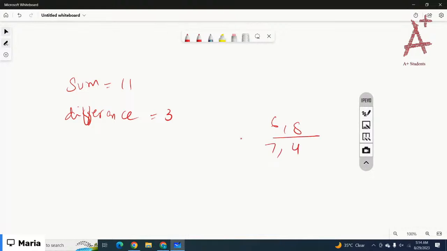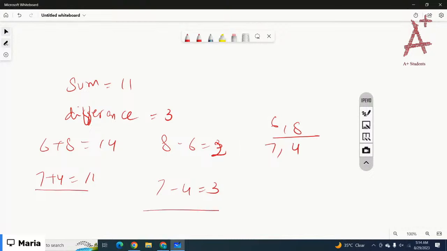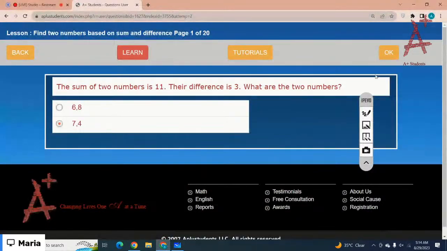Okay, start with 6, 8. Let's just add them. 6 plus 8 equals 14. Just calculate the difference. 8 minus 6 is 2. That means this isn't the correct option, right? Just look at 7 and 4. 7 plus 4 makes 11, and 7 minus 4 is 3. That means the correct option is 7 and 4, because when you add them the answer is 11, and when you subtract them the answer is 3, right?